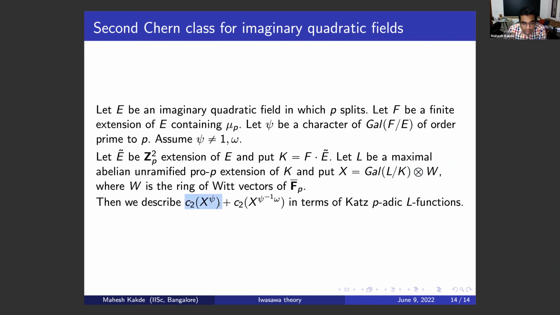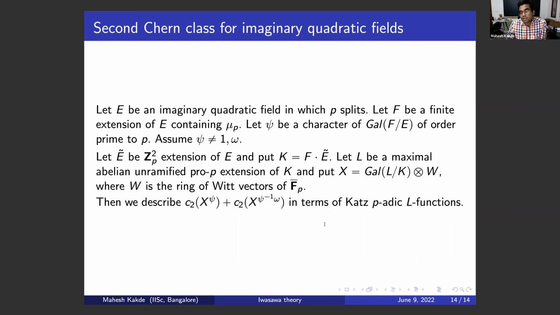So I would like to describe the second Chern symbol of this module on its own, and of this module on its own. I mean, there's no difference between ψ and ψ inverse ω, as ψ varies over all characters of this group, ψ inverse ω will also vary over all characters of this group. So what I would like to describe is the second Chern symbol of X_ψ. I don't know how to do that. What I know how to do is to describe the sum of the second Chern classes of these two modules taken together in terms of something analytic.